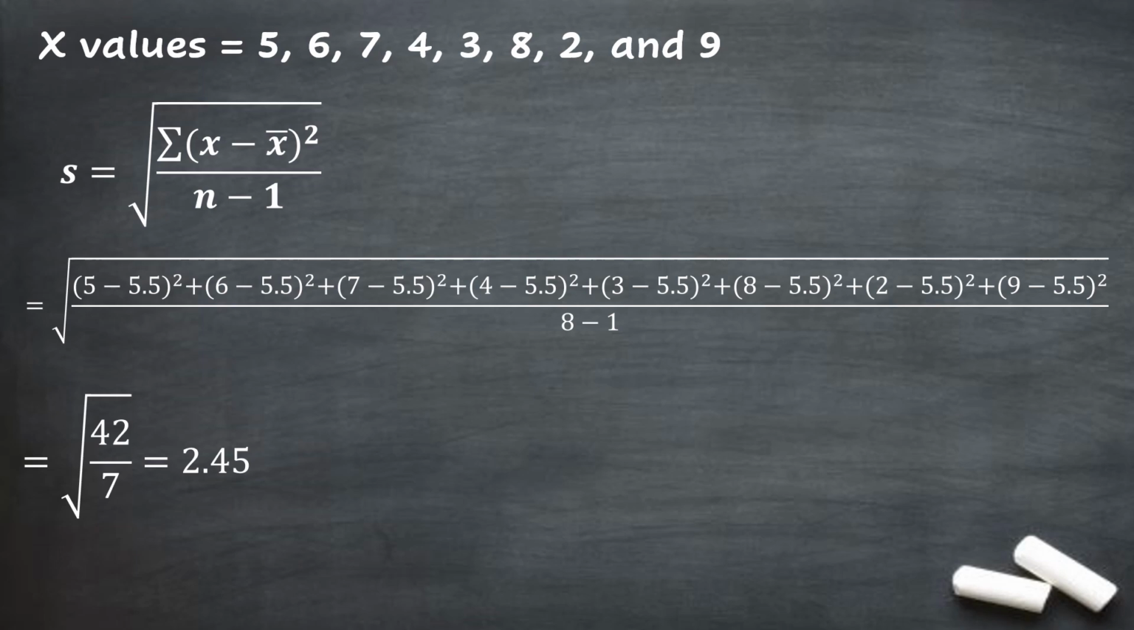We will have 42, and then obviously 8 minus 1 is 7. And then you get the square root of 42 over 7. The answer is 2.45. In the next slide, I will show you how you are going to do that in your calculator.